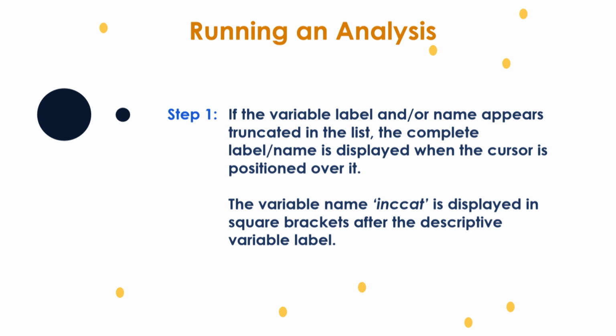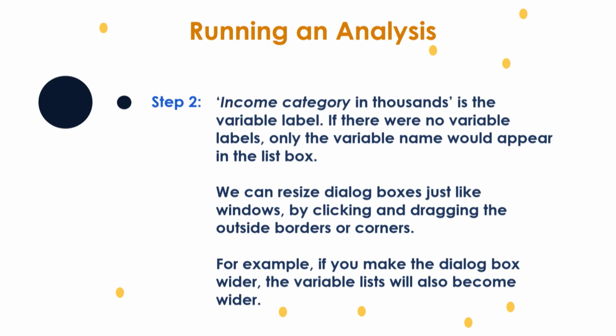The variable name, for example, in this data it is INC cat, is displayed in square brackets after the descriptive variable name. Let us discuss step 2. Income category in 1000, that is the variable label we are going to give it. If there were no variable labels, only the variable name could appear in the list box. We can resize the dialog box just like in Windows, by clicking and dragging the outside borders or the corners. For example, if you make the dialog box wider, the variable list will also become wider.